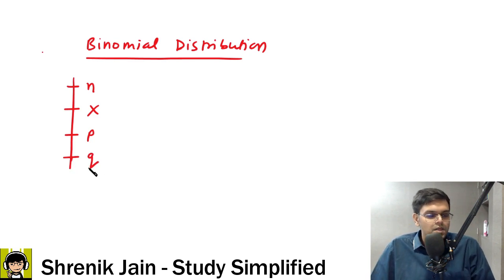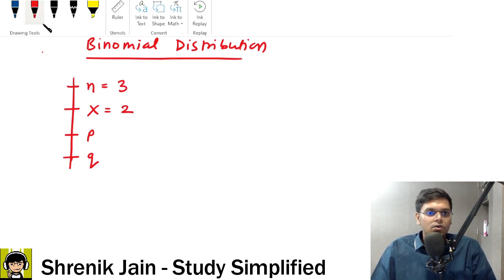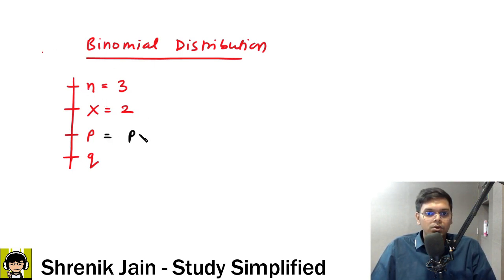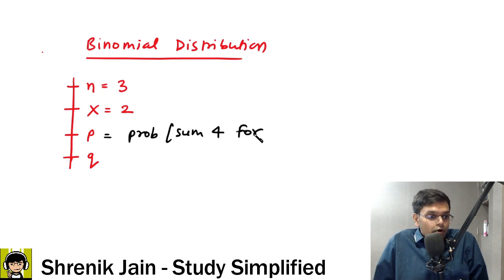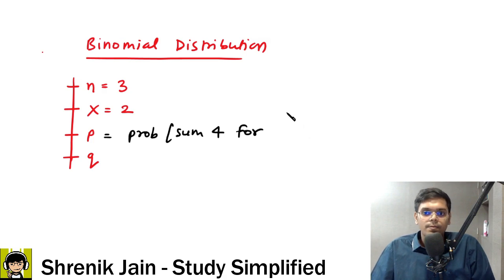So I need 4 things. n is clear, I am doing this experiment 3 times. x is clear, 2 times. I need the outcome. What is the outcome? The outcome is that when I throw a pair of dice, the sum should be 4. I need this 2 times. So p is the probability of getting a sum of 4 for one trial. One trial means if I throw 2 dice, I should get sum 4. What will its probability be? The sum is 4 when 2 dice are thrown.